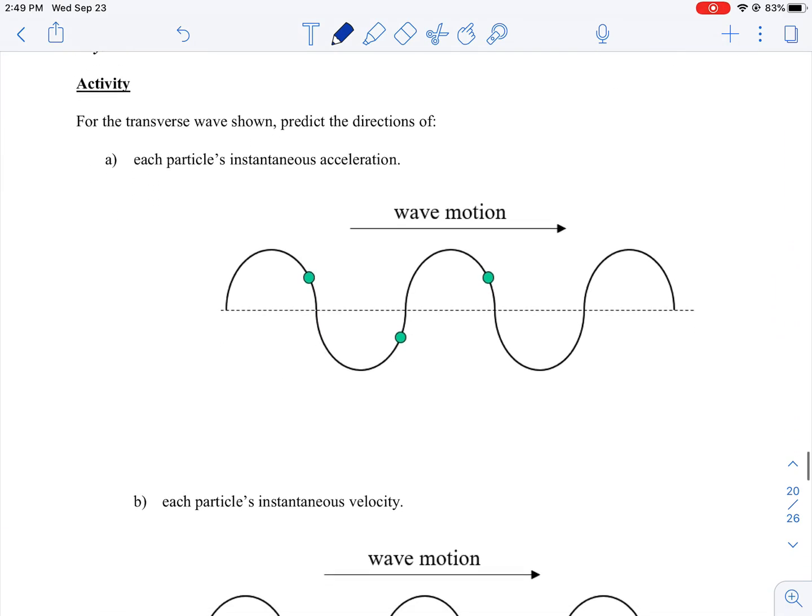All right. Let's try a bit of an activity here. This one's pretty tough, you guys. So it's going to be a little challenging. Do the best you possibly can. Now these are going to be transverse waves. And in the first diagram, you see the wave is going to the right. I want you to tell me what the direction will be of each particle's acceleration instantaneously. Which way is it going? Give it a try. Pause. Think about it.